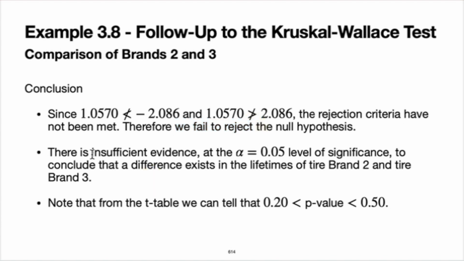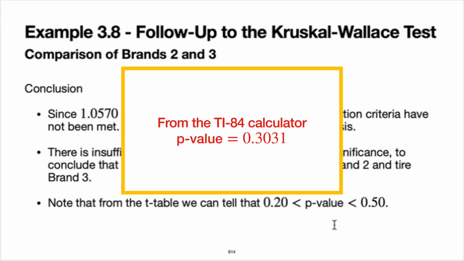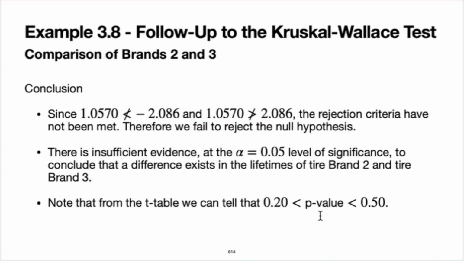There is insufficient evidence at the 0.05 level of significance to conclude that a difference exists in the lifetimes of tire brands 2 and 3. Based on the value of the test statistic and also the t-table, we can tell that the p-value for this test is actually between 0.2 and 0.5. So because the p-value, for example, is greater than 0.2, we would not reject the null hypothesis at the 0.1 level, not even at the 0.2 level.